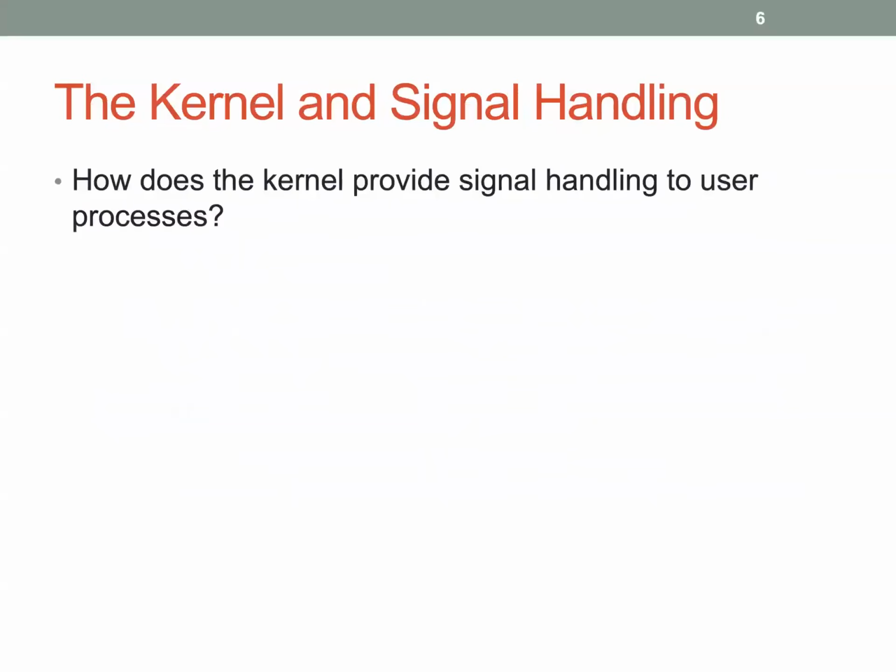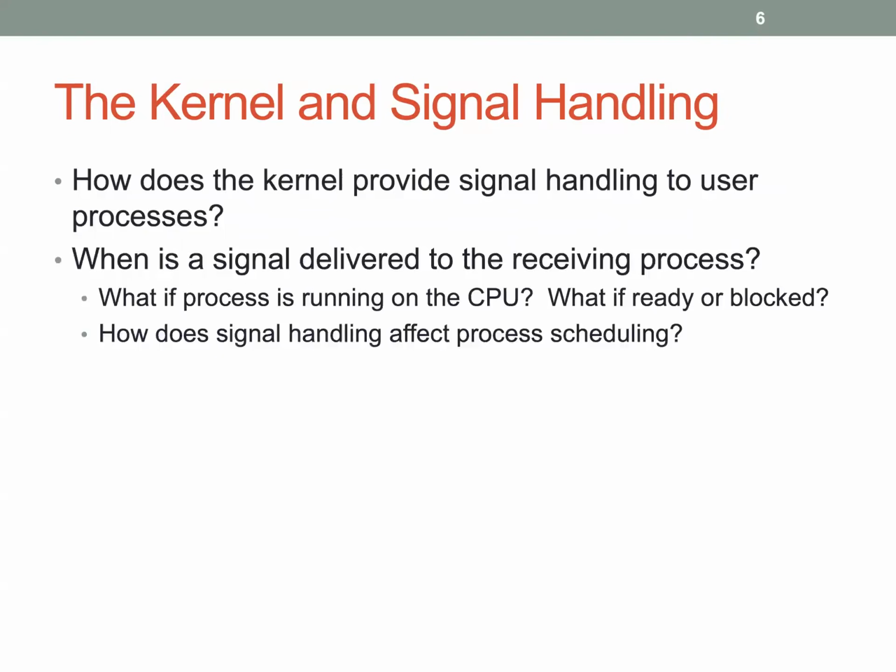Okay, so the question of the day is really, how does the kernel provide this signal handling mechanism to user processes? Because it's remarkably sophisticated as you think about all the nuances and all the details of how this thing operates. So you have a question: when is a signal delivered to the receiving process? What if the process is running on the CPU? What if it's not on the CPU right now?